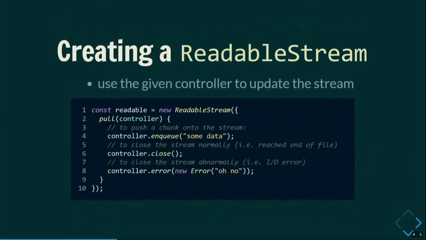Now, again, this controller gives you ways to modify the state of your stream. So what you usually want to do is enqueue more data. You somehow get some more data that belongs to your stream. You enqueue it and it'll get to the consumer. When you reach the end of your input, when you no longer have any more chunks that are gonna come in, you just say controller.close. That closes your stream normally. If you encounter an error while you're trying to get more data, you can say controller.error, and that will abruptly close your stream. So the consumer will get notified that there's an error, and they can clean stuff up on their end too.